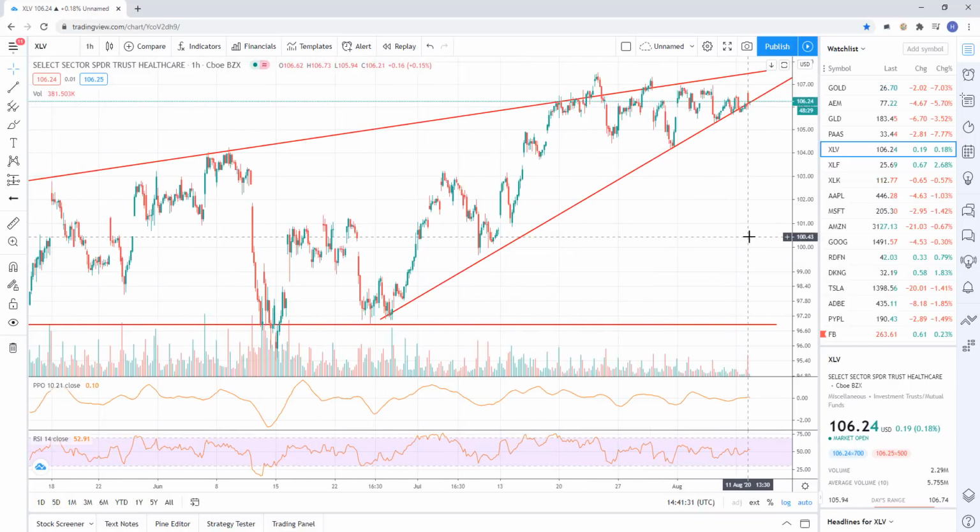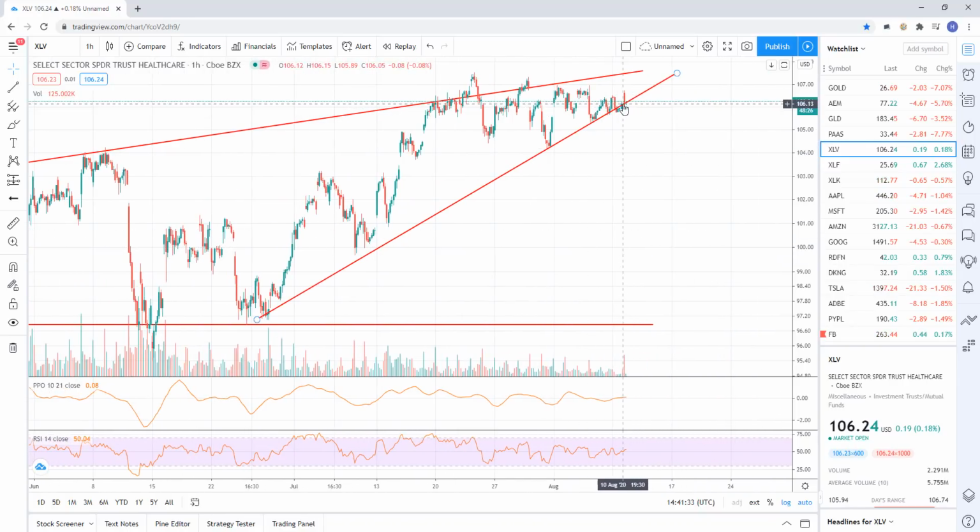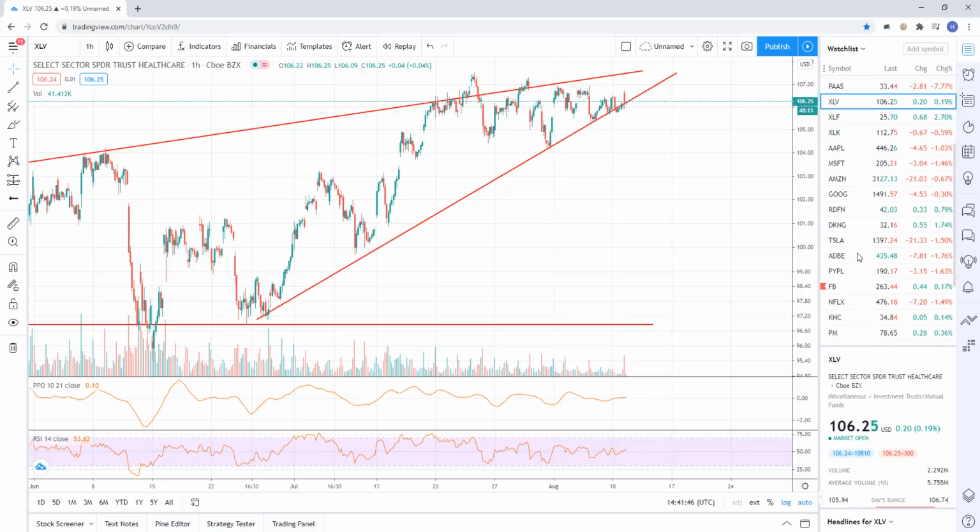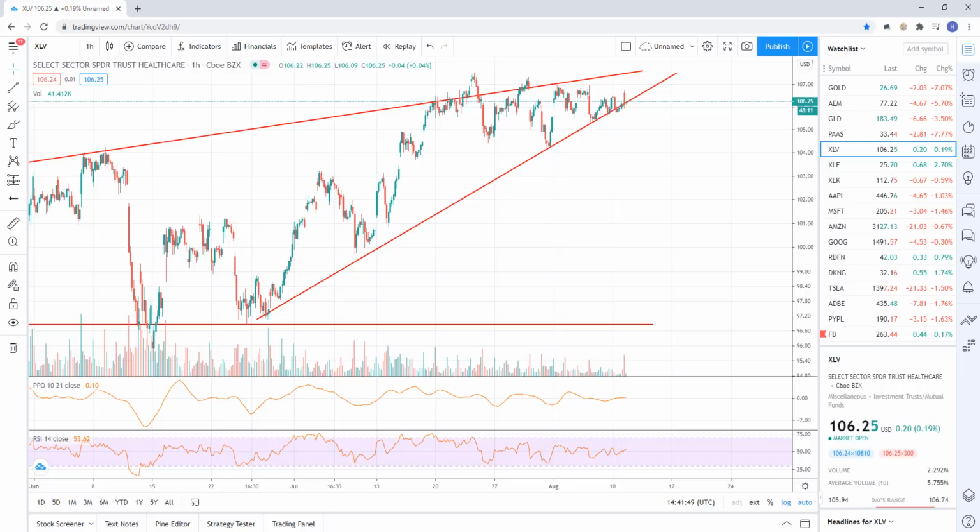But again, that's pretty aggressive because we have not broken support. We're right at support, and we haven't broken it yet. But I think a breakdown will probably come in the form of a gap down. And so that's those. Now let's look at these stocks.